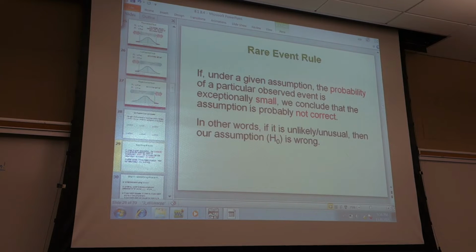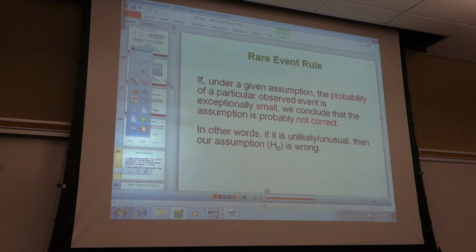All right, the rare event rule. Ryan, go ahead and read for me. If under a given assumption the probability of a particular observed event is exceptionally small, we conclude that the assumption is probably not correct. In other words, if it is unlikely/unusual, then our assumption H0 is wrong. H0 is wrong, right. So that's the whole concept.